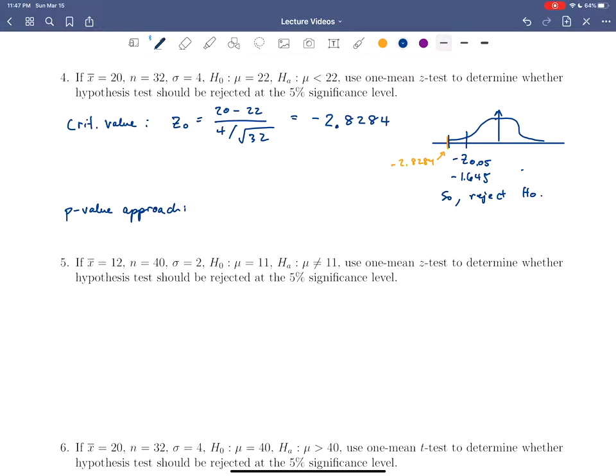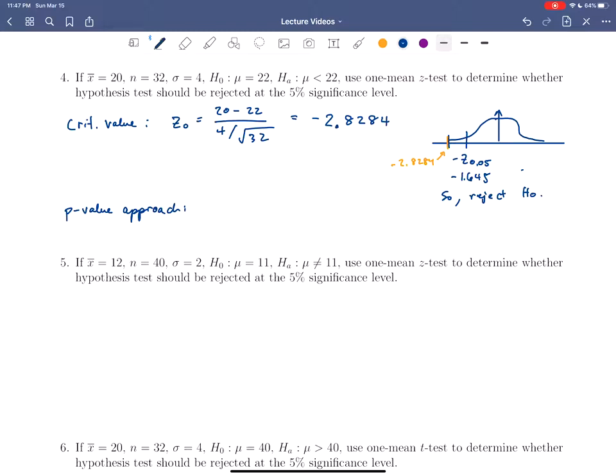Okay, there is enough data to say that mu is less than 22 at the 5% significance level. That's how that works. That's the critical value approach. The p-value approach is very simply just compute the p-value. And this is a left-tailed test.